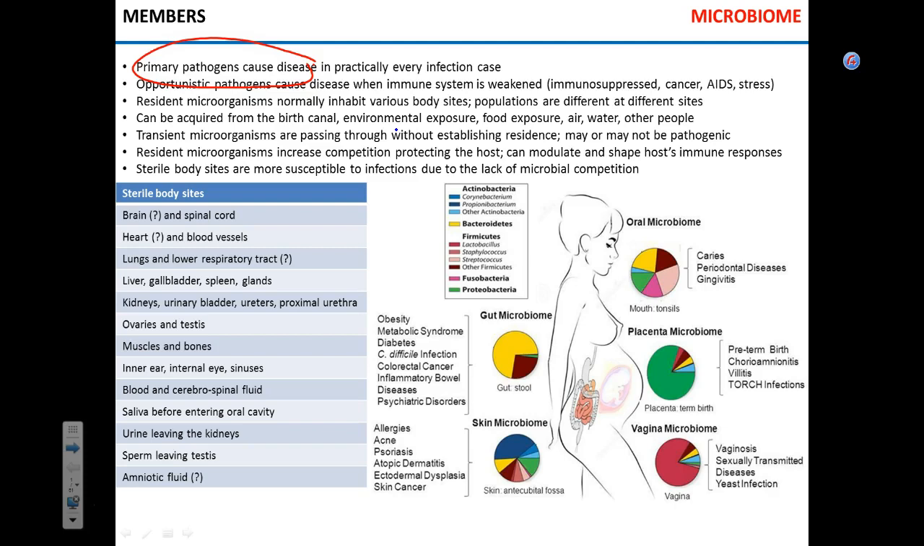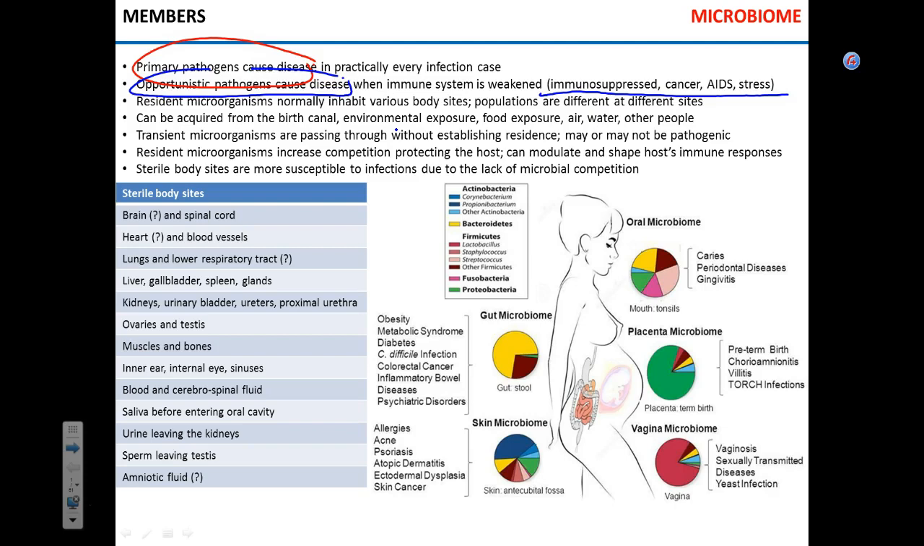Opportunistic pathogens, on the contrary, cause disease only when the host, the infected organism, is immunosuppressed. So we're talking about patients with AIDS, patients in distress, or people that experience immunosuppressive therapy.